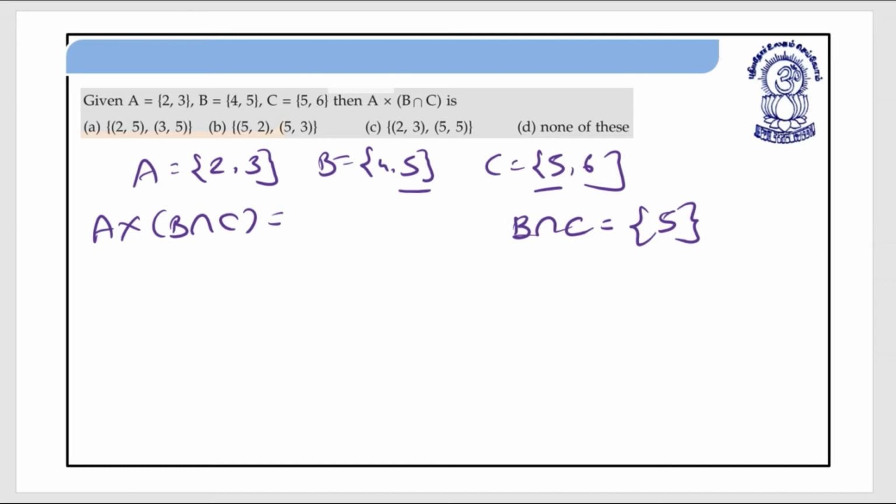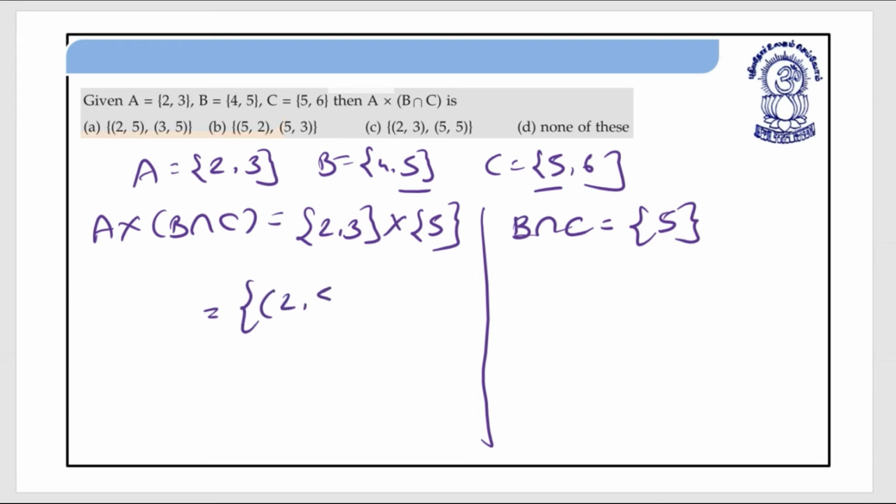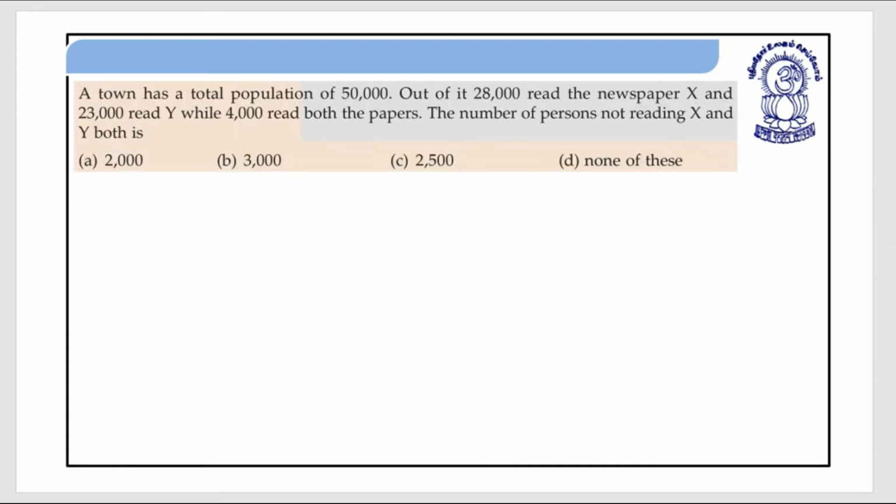So A into B, C 2 3 into 5 is equal to 2 5 comma 3 5. So option A is the right answer.